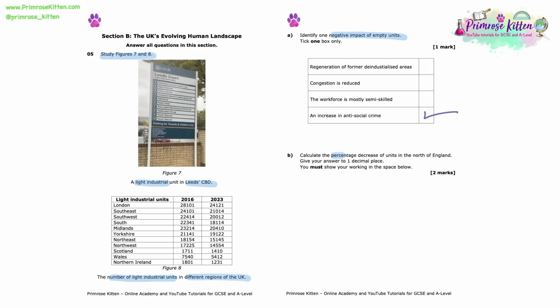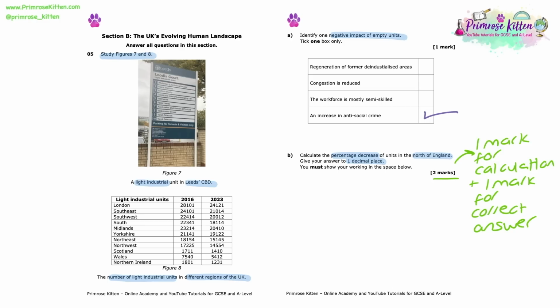Part B. Calculate the percentage decrease of units in the north of England. Give your answer to 1 decimal place. You must show your working in the space below for 2 marks. As indicated by the question, the first mark available here is for your calculation, while the second mark is for getting the correct answer to 1 decimal place.